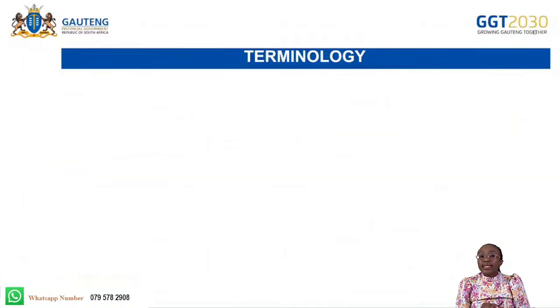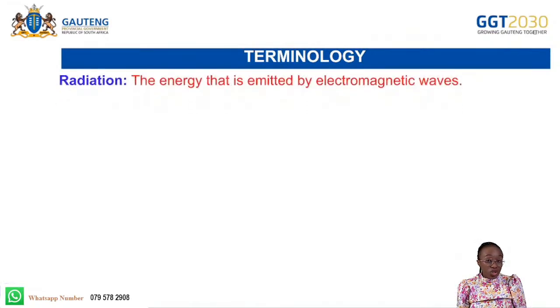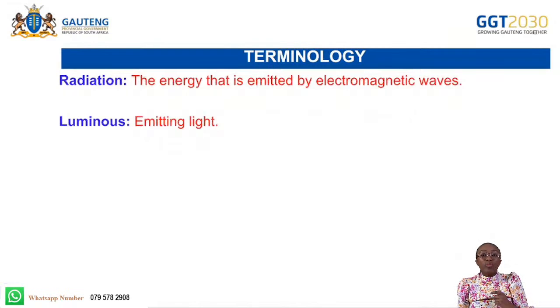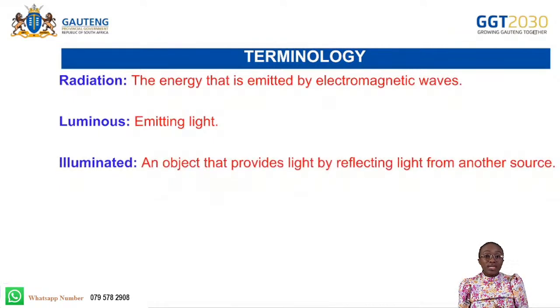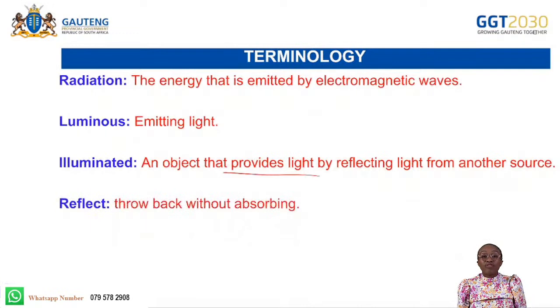Now let's look at slide number 2 for our second set of terms. Radiation. This is the energy that is emitted by electromagnetic waves. Luminous means emitting light. Illuminated. This is an object that provides light by reflecting light from another source. So we call it illuminated. And then to reflect is to throw back without absorbing.